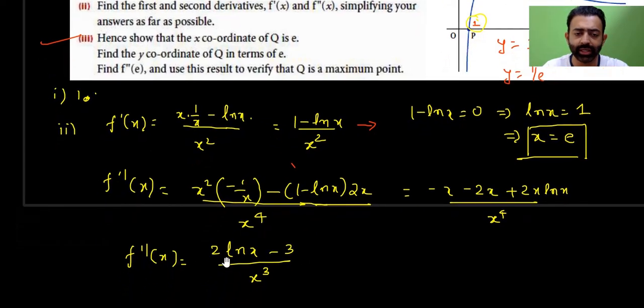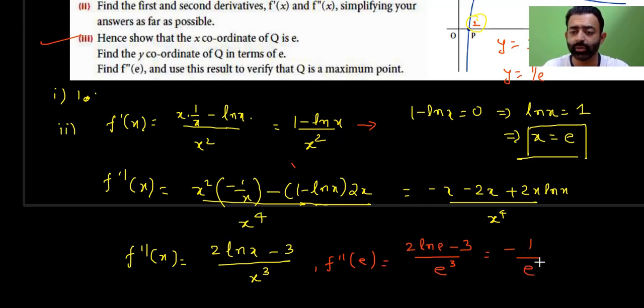So this is my f double dash x, putting x equal to e. So f double dash e is nothing but 2 into ln e minus 3 upon e cube. Ln e is just 1, so 2 minus 3 is minus 1, so minus 1 upon e cube. Okay, now it is saying that use this result to verify that Q is a maximum point.